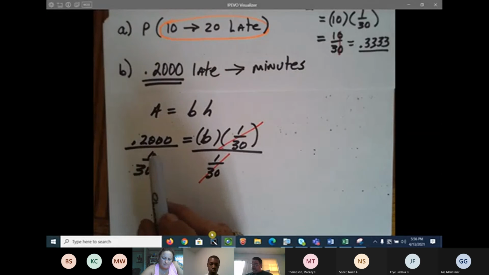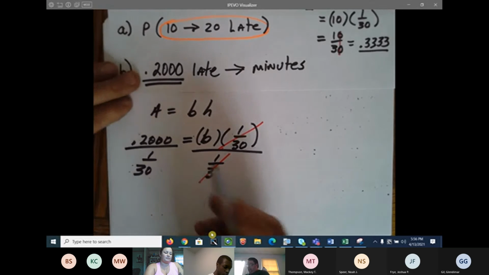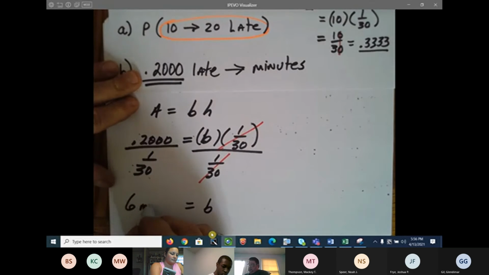You can punch in 0.2000 times 30, which is multiplying by the reciprocal, or you could do 0.2000 divided by 1/30. Either way you do it, you're going to get 6 minutes.